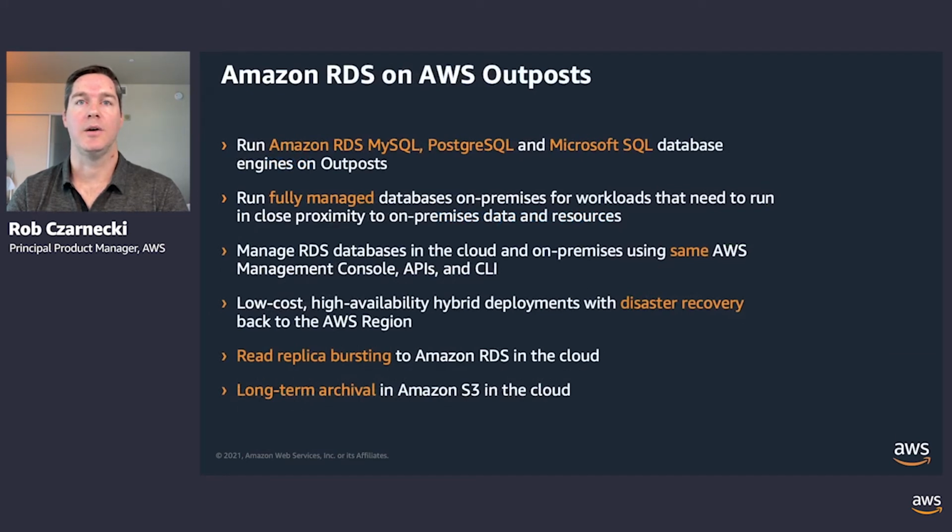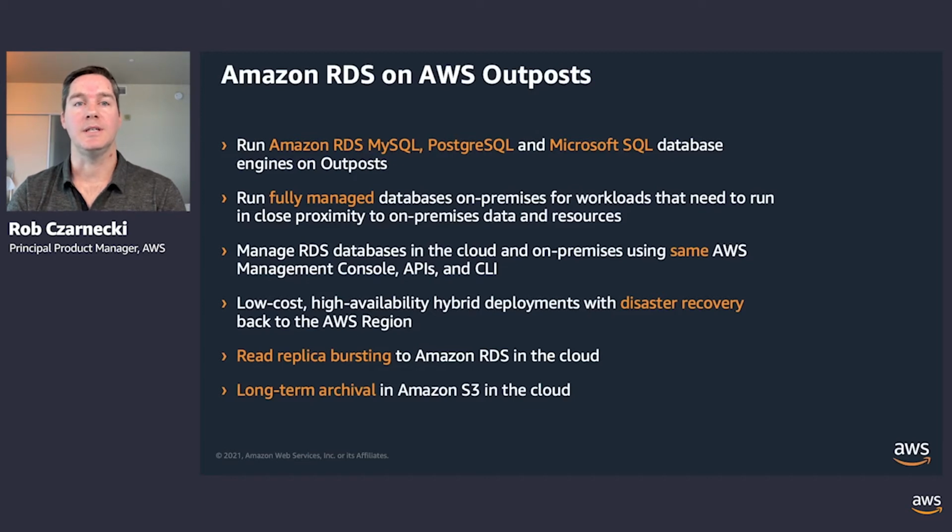Let me spend a minute talking about RDS on Outposts as well. RDS allows you to run MySQL, Postgres, and Microsoft SQL engines on the Outposts. It's a fully managed database on premises for those database workloads that need to be where the Outpost is located. Again, using the same AWS Console, APIs, and CLI. It provides a low-cost, high availability hybrid deployment with a disaster recovery back to the AWS region and seamless orchestration there. And you can also burst replicas to RDS in the cloud and archive with S3 in the region.